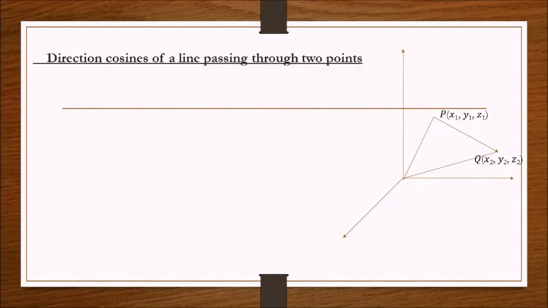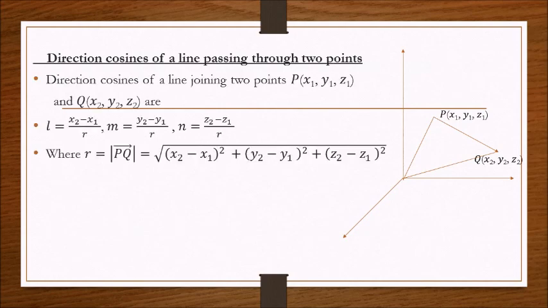Next we move on to direction cosines of a line passing through 2 points. If there is a line PQ which passes through 2 points, the point P(x1, y1, z1) and the point Q(x2, y2, z2), then what are the direction cosines? The direction cosines of the line joining the 2 points are l equal to (x2 minus x1) by r, m equal to (y2 minus y1) by r, n equal to (z2 minus z1) by r. This is the same as the previous formula.